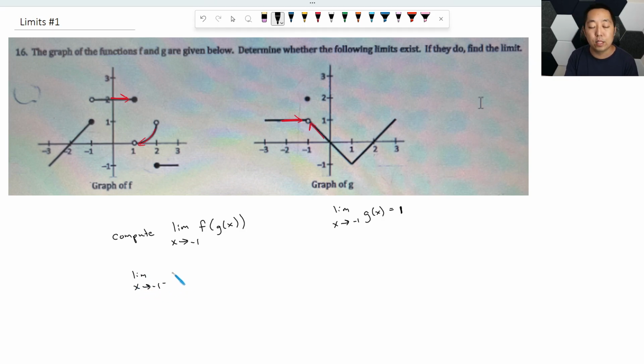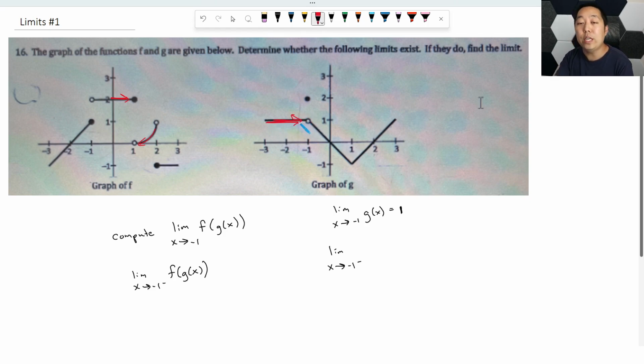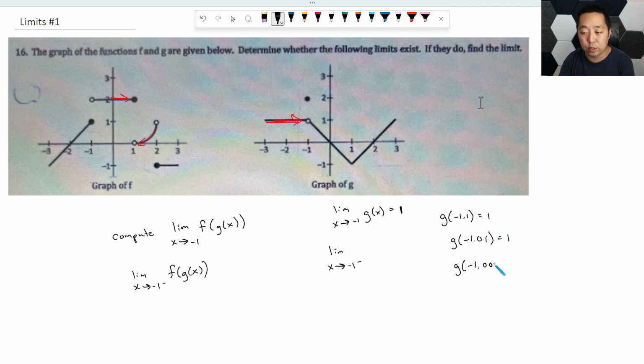So let's say we're going from the left and the right. This is the key thing here. If I go from the left, it's not even that we're approaching 1, we are at 1 the entire time. If I do g of -1.1, what am I going to get? 1. G of -1.01, I'm also going to get 1. As I get closer from the left, I am getting exactly 1, so it's definitely equal to 1 exactly.